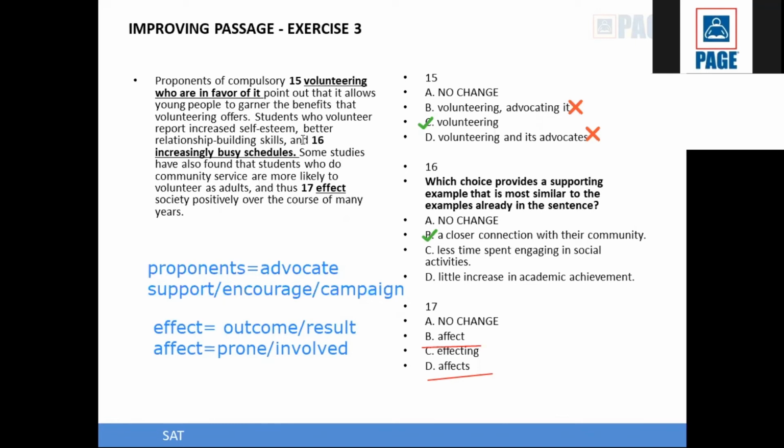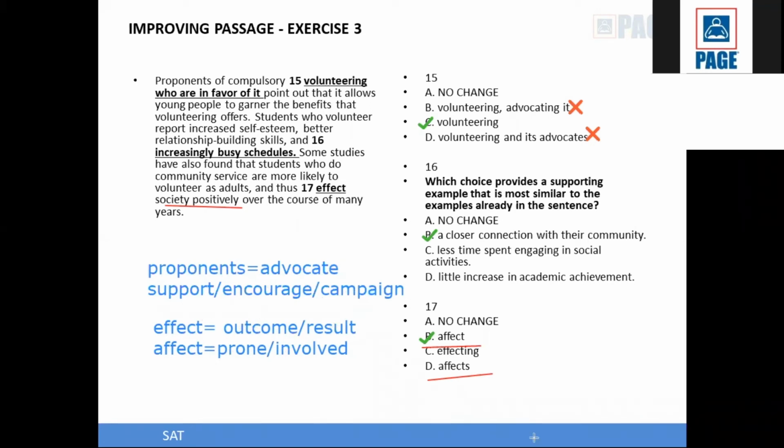So instead of busy schedule, what sentence can be replaced? You can have B, positive word, a closer communication with their community, because they're talking volunteering work, not studies. So here it should be B. The reason here is it cannot be effect. We look at service are more likely as adults, and thus affect society positively. So it should be affect, because it is going to be involved. It is not affect. Affect the society positively.